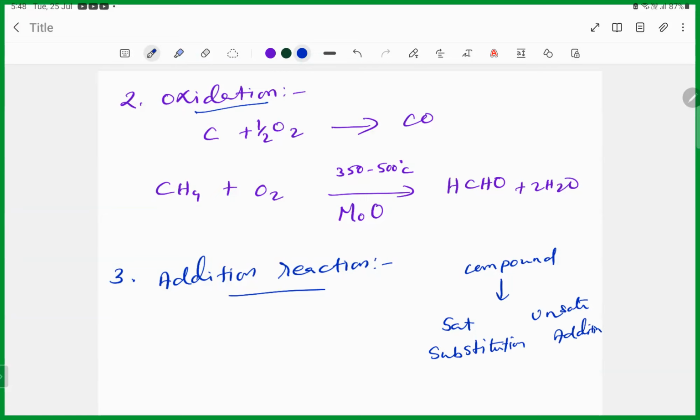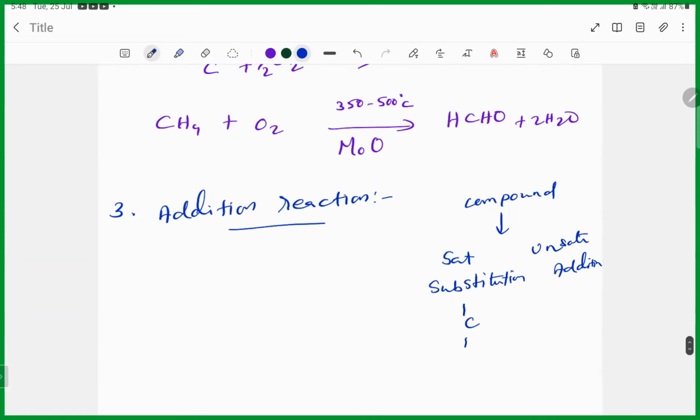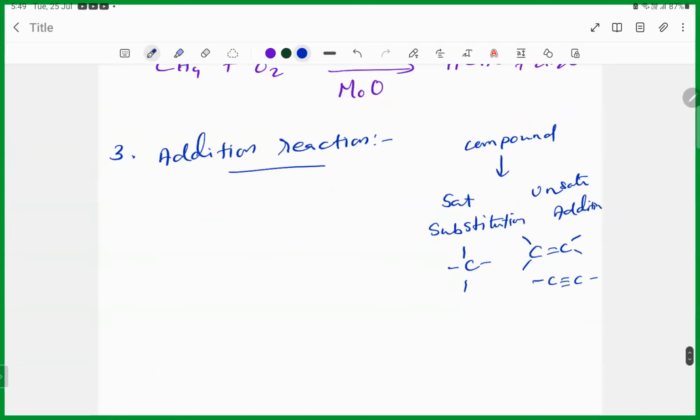Otherwise, when the carbons are fully single bonded, then it is saturated. If the compound has a double bond or triple bond, that becomes unsaturated. But this terminology is not wholly good for all cases, because if you take benzene, it will undergo addition as well as substitution. But generally speaking, benzene will undergo substitution reaction at a faster rate than addition reaction. That is why we can say benzene is a saturated compound.